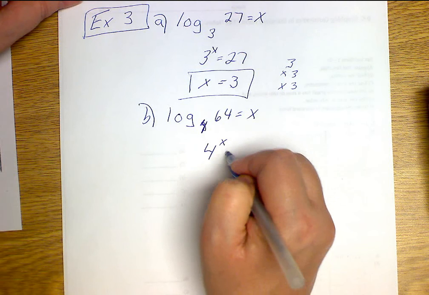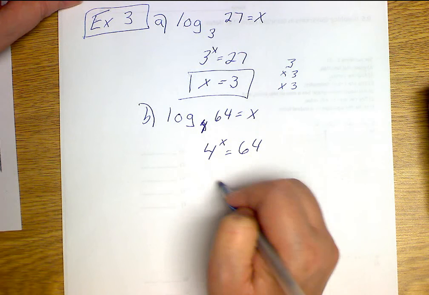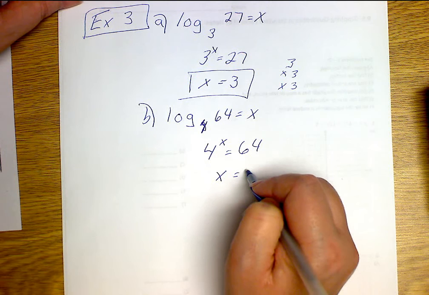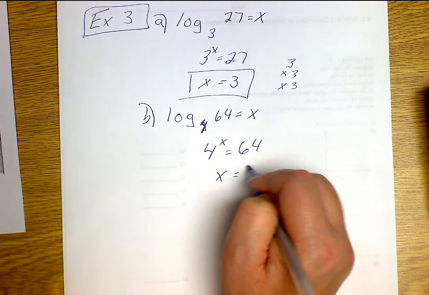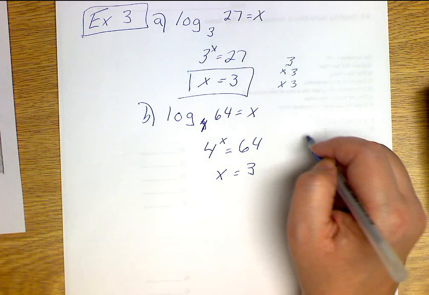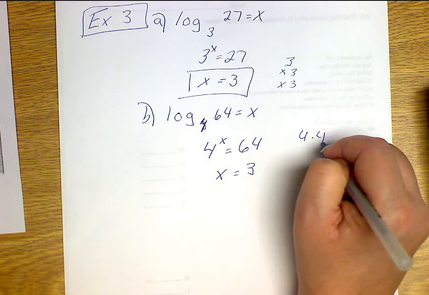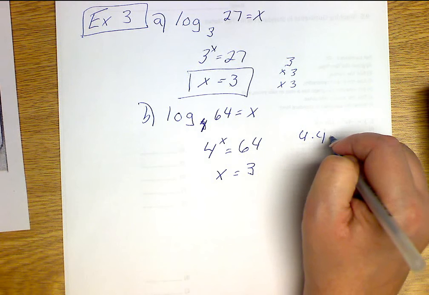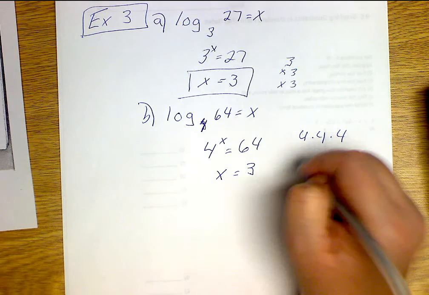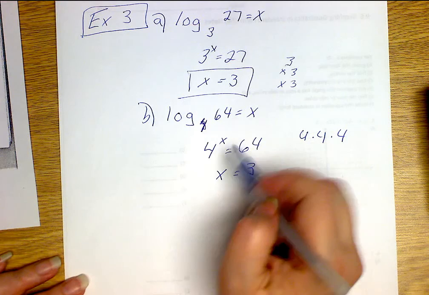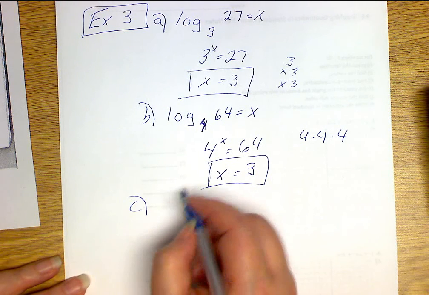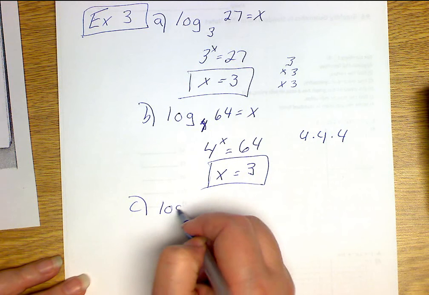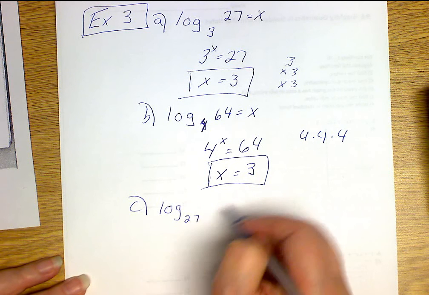Very good. I didn't write the answer. Yep, 3. No, because in your calculator, go 4 times 4, which is 16, times 4, which gives you the 64. So, yep, it's 3 again. And the last one is log base 27 of 3 is equal to x.